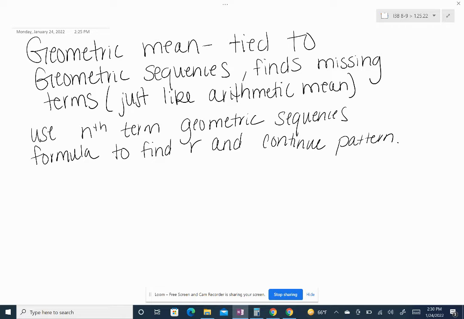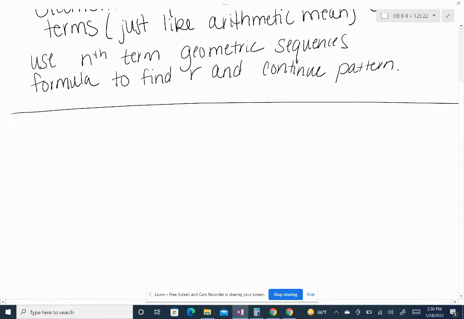So let's say I had dot dot dot, 2, something, something, something, 512. And so remember, we're going to be using our geometric sequence formula. So a sub n is equal to a sub 1 times r to the n minus 1.